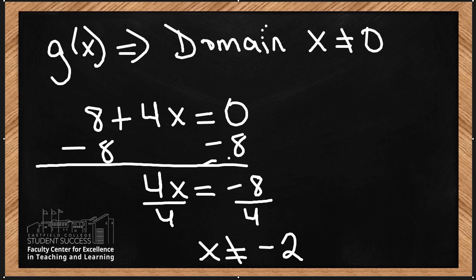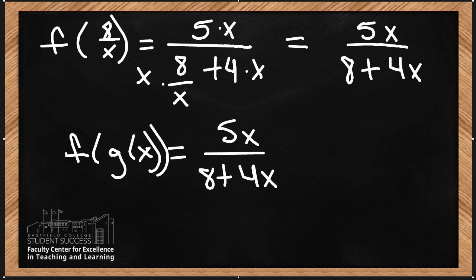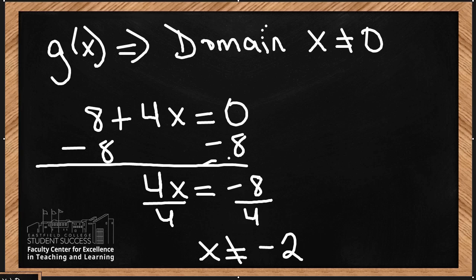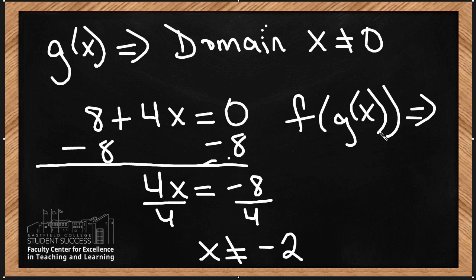x is equal to -2. Now the reason why I put not equal to is because we cannot let x equal -2, as that would give us 0 in the denominator. Now, the domain of f of g of x is x cannot equal -2.